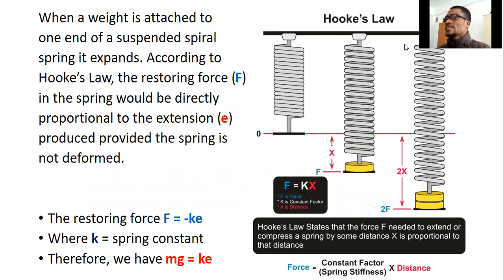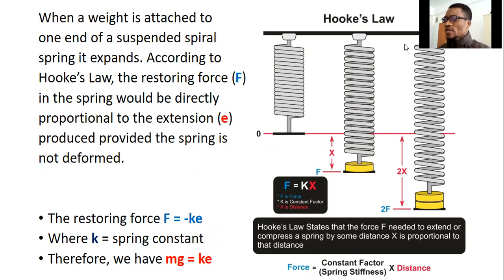When a weight is attached to one end of a suspended spiral spring, it expands. According to Hooke's law, the restoring force F in the spring would be directly proportional to the extension e produced, provided the spring is not deformed. The spring is not deformed means that it does not go beyond elastic limits. If it goes beyond elastic limits, we are going to have another story.